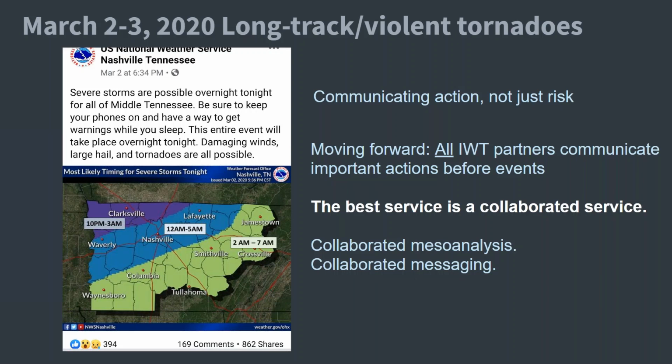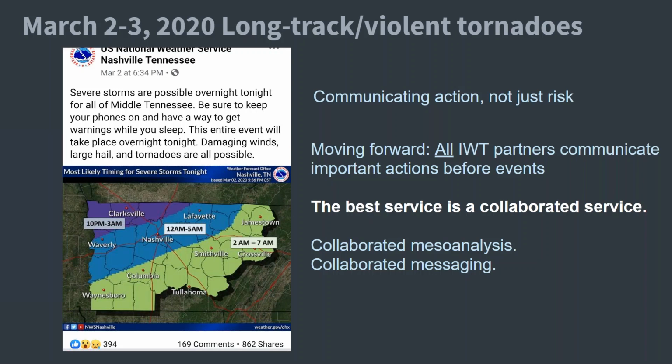Collaborate your mesoanalysis. We had a lot of eyes looking at the situation that day, Memphis, Paducah, Morristown, maybe, I don't know, maybe not, but maybe someone could have looked like, hey, you know what? There's a little enhanced risk here that I'm seeing for a heightened tornado threat along this subtle boundary, do you guys see this convergence line setting up? Do you think that could increase the tornado threat? And if so, let's all message that together. And what are we going to message? Well, that could happen at 12:30 at night. So let's make sure everyone across the state of Tennessee is going to bed with their phone turned on, something like that.